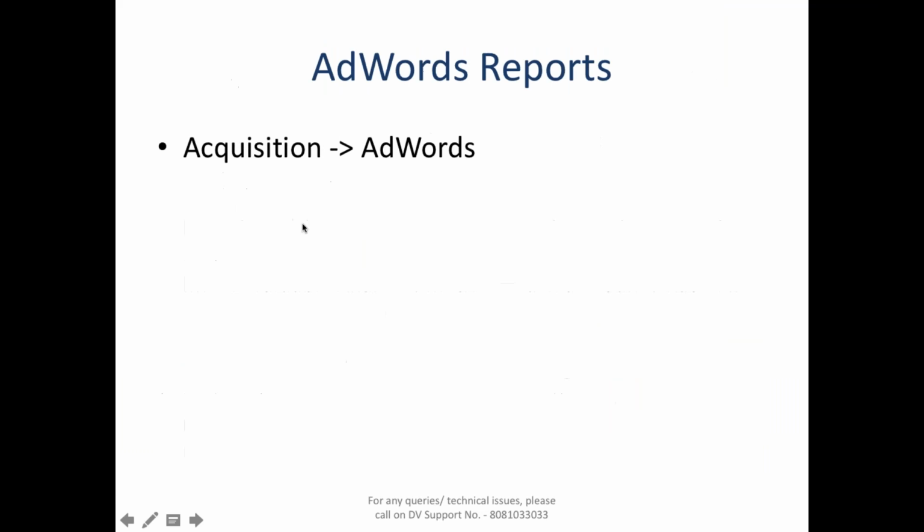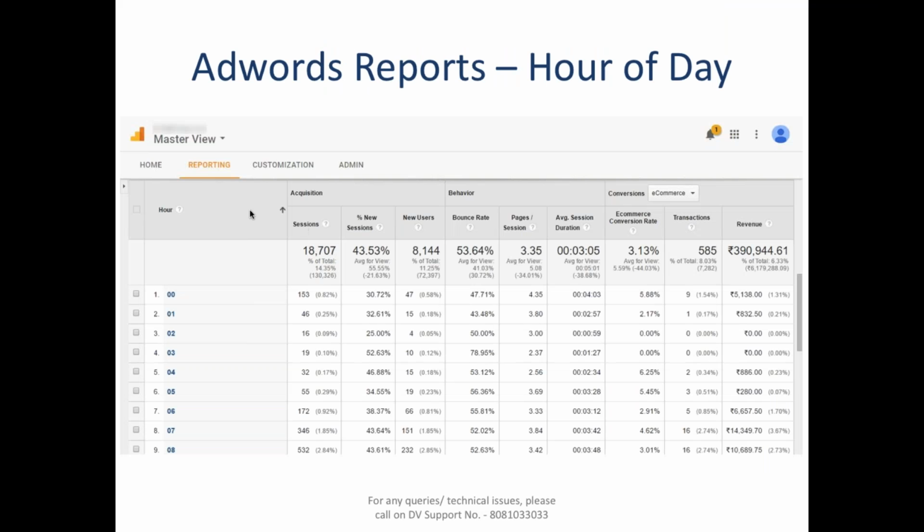Now, I'll provide you a link also for that. Now, this is a report from Analytics, AdWords subsection, hour of day, and look at this. What is the conversion rate on this website? It is an e-commerce website, 3.13%. Now, what is the conversion rate at 2 a.m. and 3 a.m.? Can you see this? Is it a good idea to let this campaign run during this hour of the day?